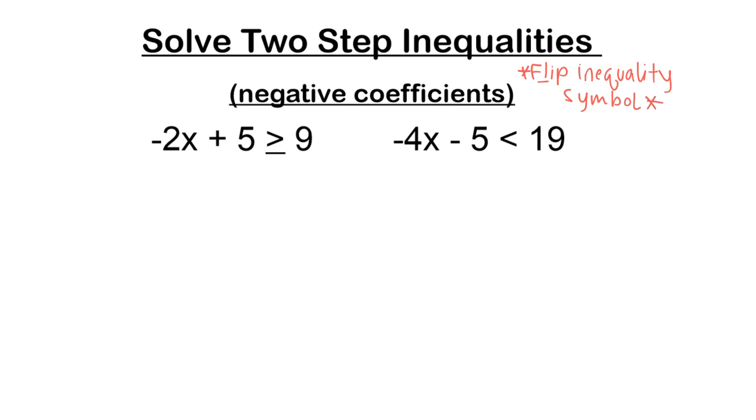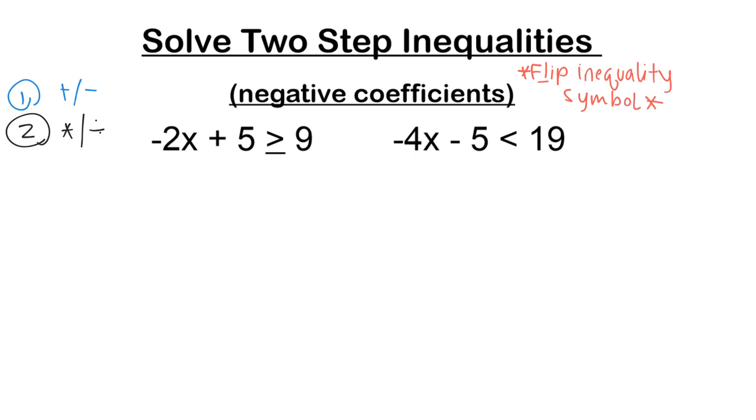I'm still going to solve using the same methods I did before. Remember, the first step is always to do any adding or subtracting. And then the second step we see will be any multiplying or dividing. So let's go ahead and start with this first example. Negative 2x plus 5 is greater than or equal to 9.